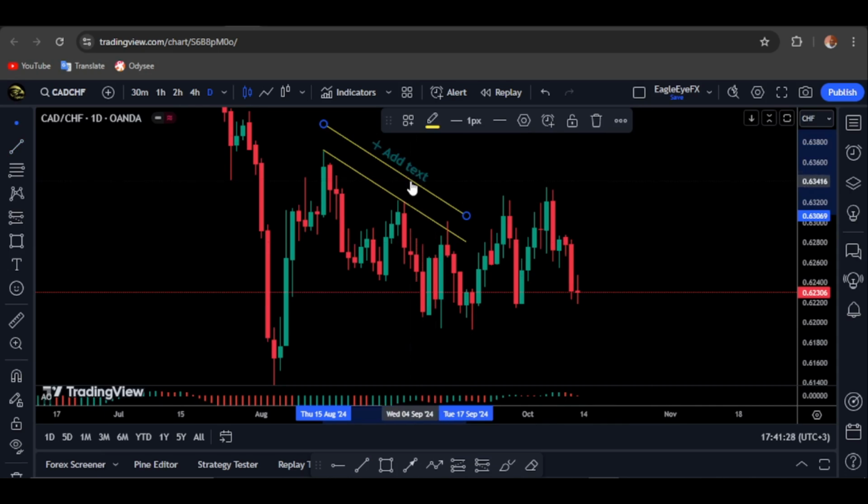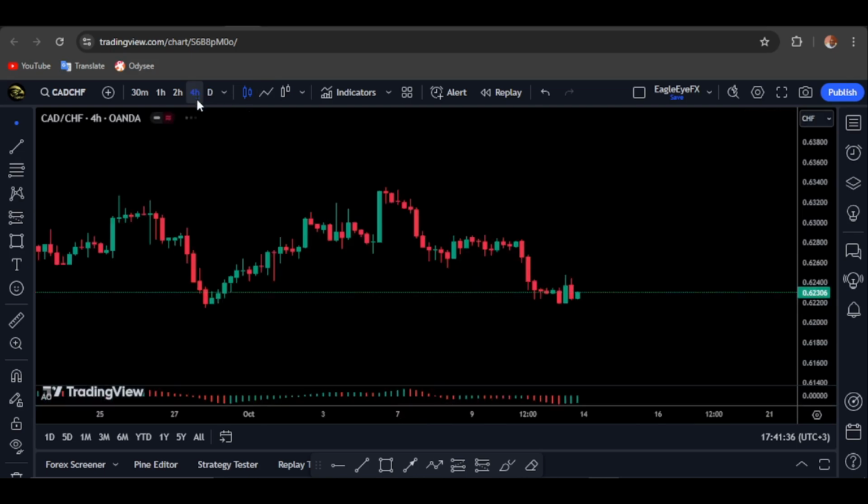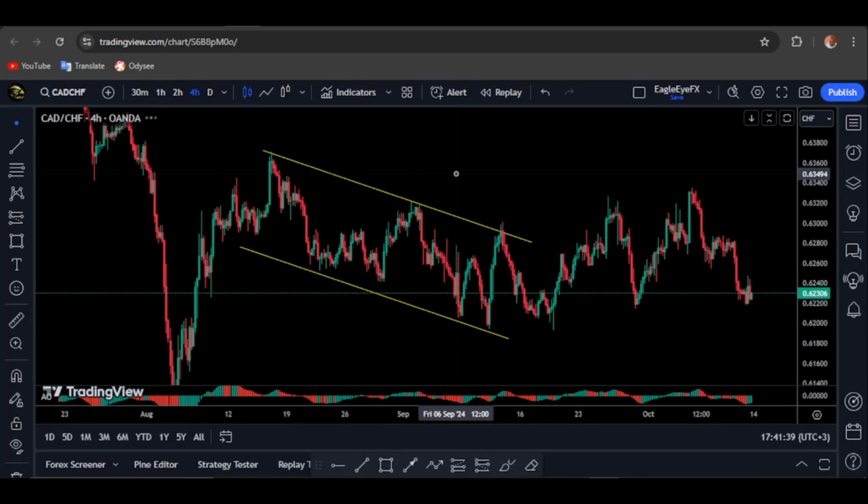And what is a downtrend? A downtrend is when the market is giving us what? It's giving us lower lows and lower highs. So you can see that's a clear downtrend. But now let's look at the 4-hour time frame. That was the daily time frame.